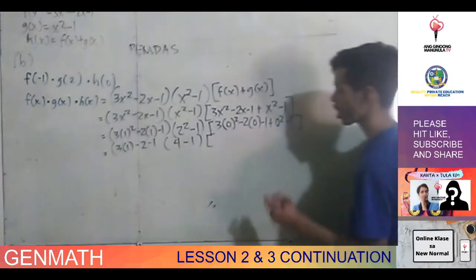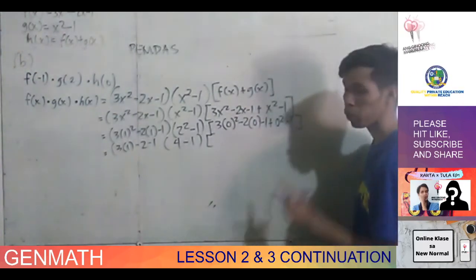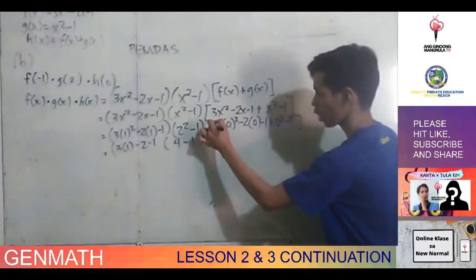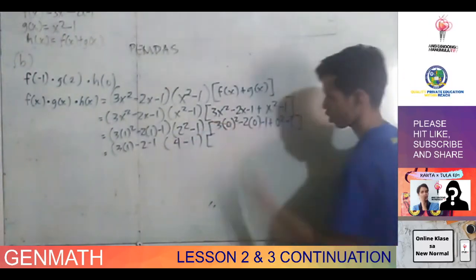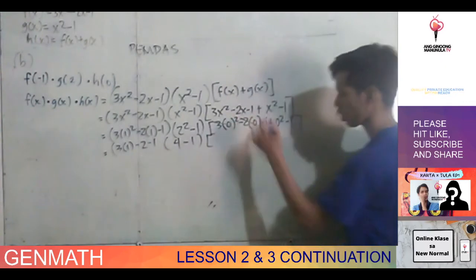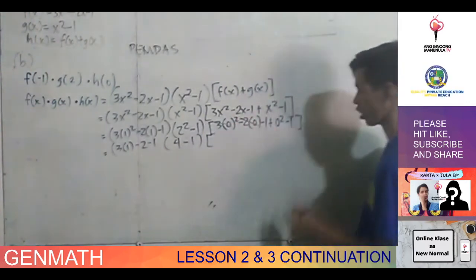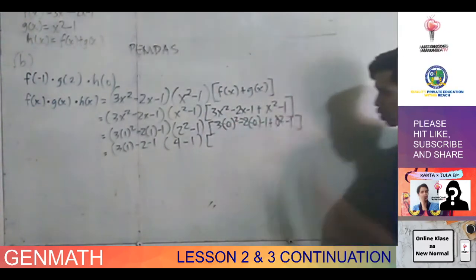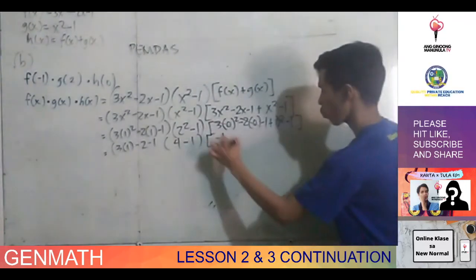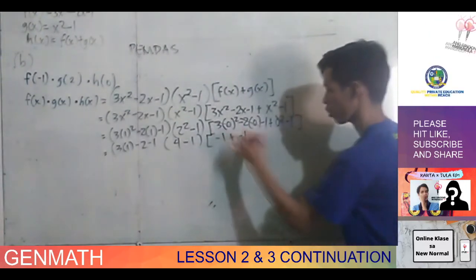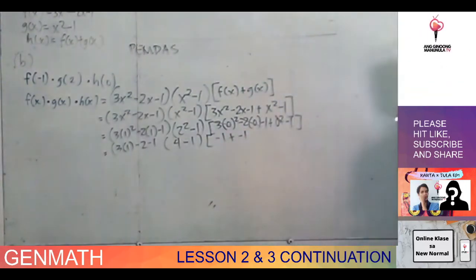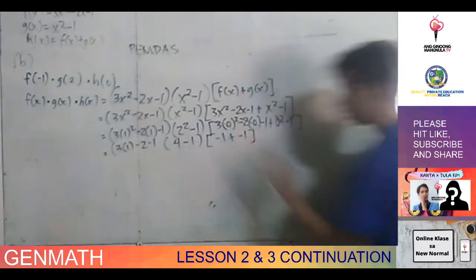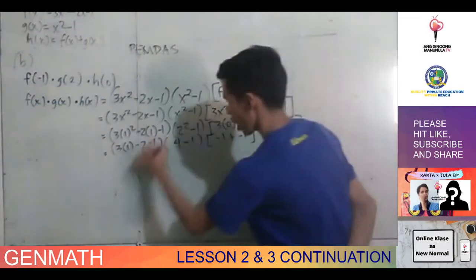So, pwede natin i-cancel out lahat ng minumultiply sa 0. So, i-cancel out natin si 3 times 0 squared. Si negative 2 times 0, walang squared pala, rather. So, 0 squared. So, ang natira dyan ay negative 1 plus negative 1. Okay? So, bracket ulit. Next, simplify natin lahat nung natitira.